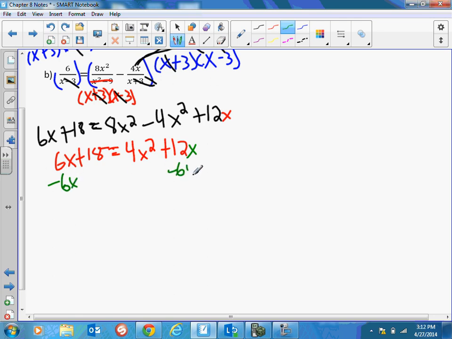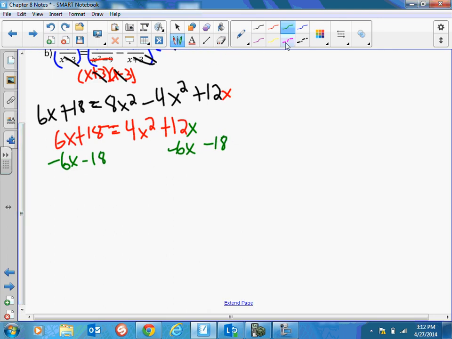from 12x. And let's subtract 18 from both sides as well. Okay, so when we do that, we get 0 equals 4x squared. 12x minus 6x is 6x. And negative 18. And now we need to factor. So what common factors does 4, 6, and negative 18 have?